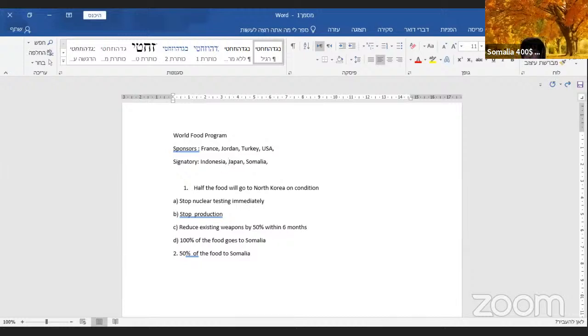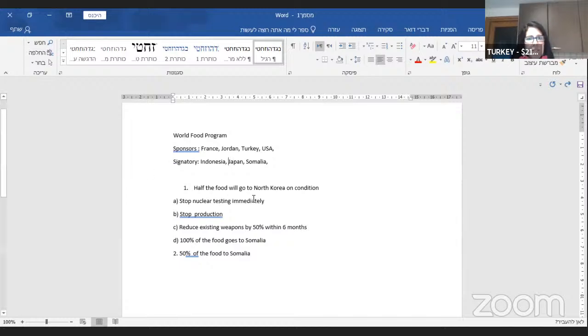Okay, so signatories: Indonesia, Japan, Somalia. 1: Half the food will go to North Korea on condition that they A, stop nuclear testing immediately, B, stop production of nuclear weapons immediately, C, reduce existing weapons by 50% within 6 months.